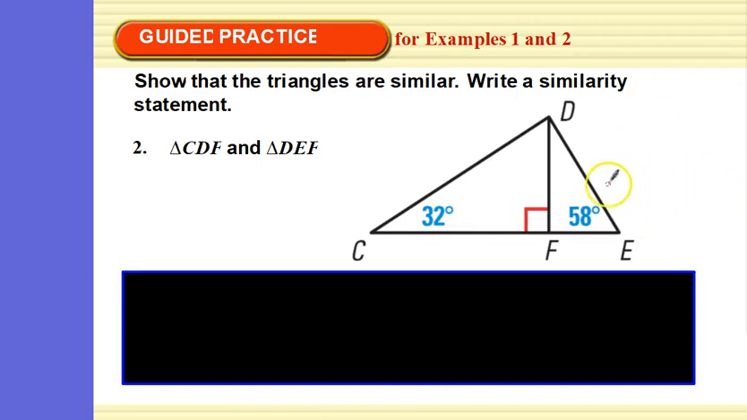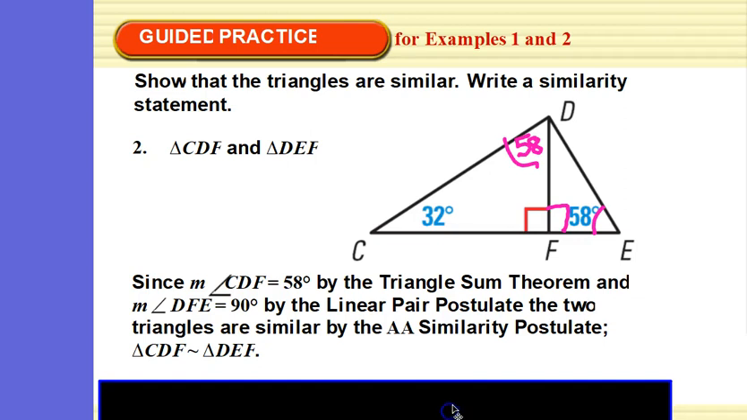Show that the triangles are similar. If this is 90, this is 90, so we know they have that. 180 minus 90 is 90. 90 minus 32 is 58, right? Now these angles are the same. So by angle similarity, they are proportional. They are similar.